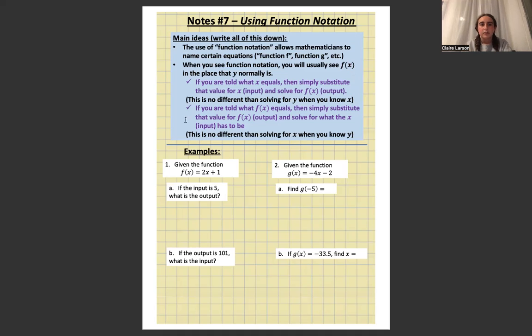This is also the same for when you are told what f of x equals. You'll simply substitute that value for f of x, which is the output, and solve for what the input has to be. So anywhere you see f of x, you would plug in the number that you're given that equals f of x. Again, it sounds confusing, but we'll go over it. This is no different than solving for y when you know x, or solving for x when you know y. Really, it's what you've done before, but in a little more intricate way.